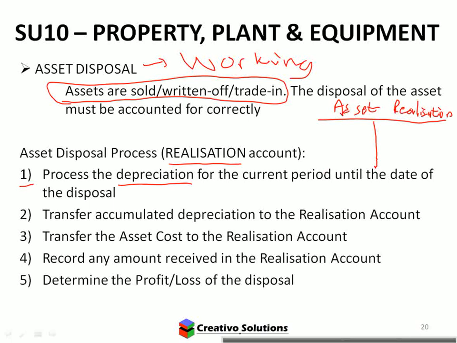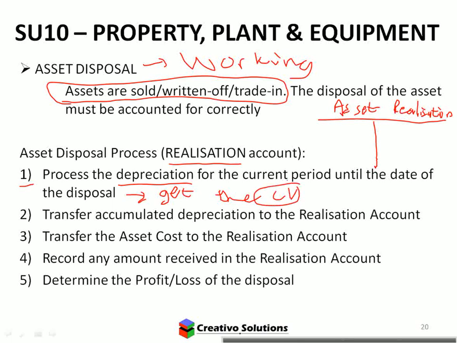Okay, so if I'm selling the asset halfway during the year, I need to process depreciation until the day that I sell it because I need to know what the carrying value is. Okay, get the carrying value. That's why you're doing that.